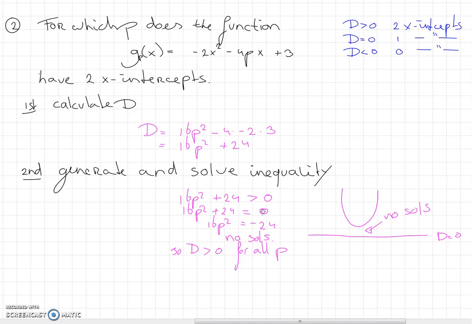Let's look back. What did we need? We needed d to be larger than 0 for there to be two x-intercepts. So we can conclude as a last step, two x-intercepts for all p.